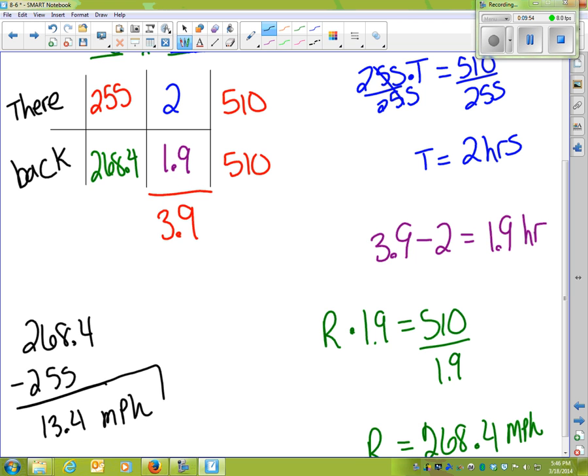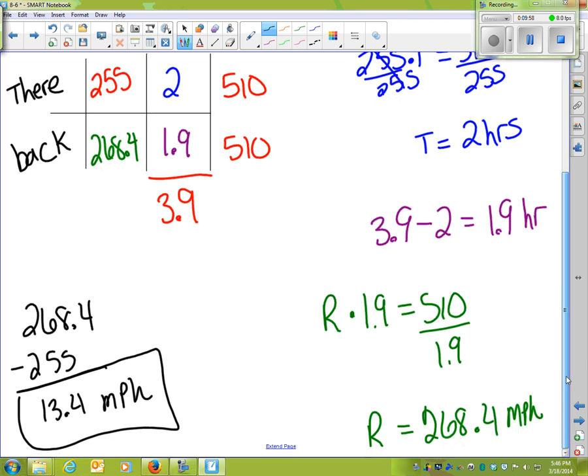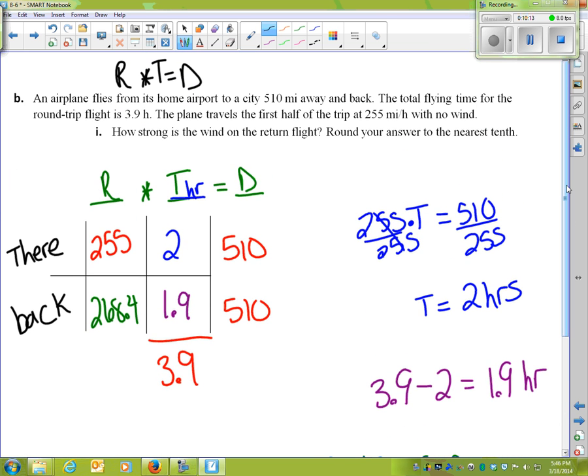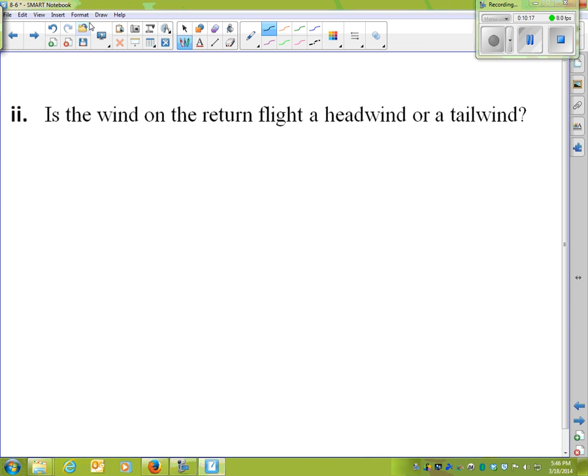Is this a tailwind or a headwind? This was a tailwind, meaning it pushed at the tail of the airplane, making it go faster. And that concludes our word problem section. On the last part of your notes, you just needed to circle tailwind.